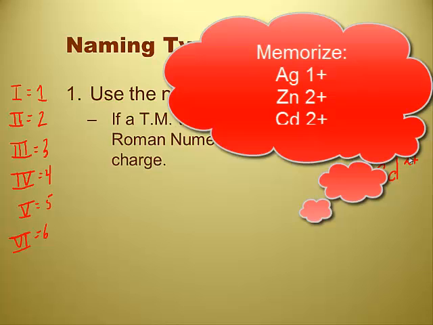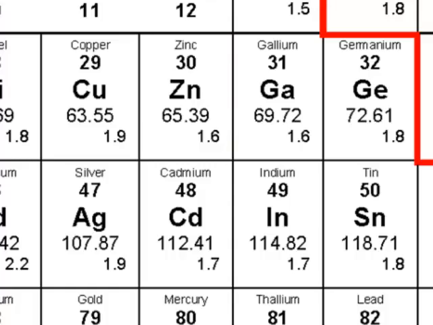What's kind of nice about that is cadmium and zinc are in the same family, and that's easy enough to remember. They're actually next to each other on the periodic table. Silver comes first, and then zinc and cadmium are next to it. That should be easy to remember.